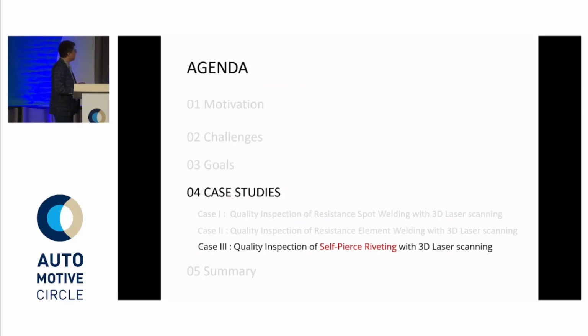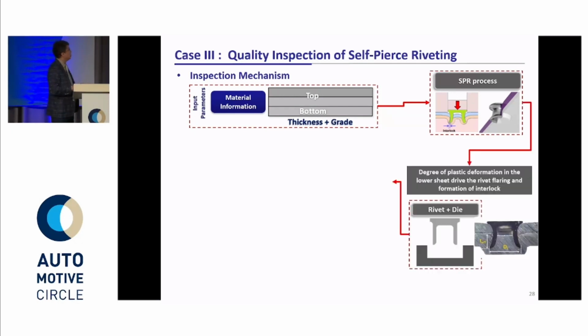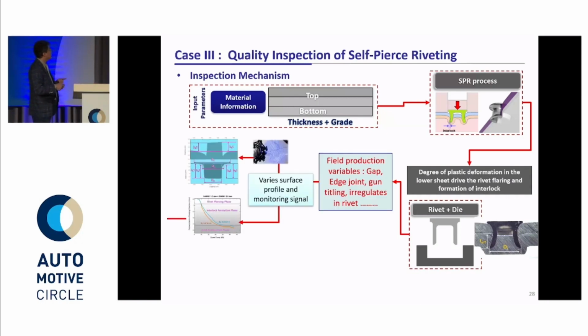Finally, this is the self-pierce riveting inspection, which I'm still investigating. As you can see, self-pierce riveting is the technology which deforms the bottom sheet into the die. This deformation induces the rivet leg flaring, which means that if we have some changes in deformation on the bottom sheet, in this interlock, there will be some changes. So we can do failure prediction here.